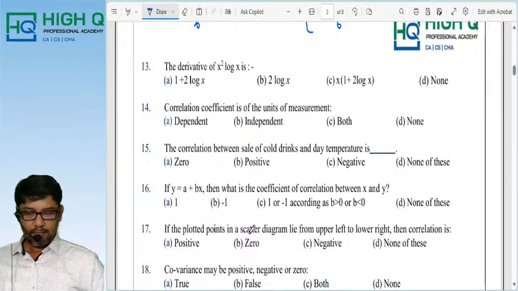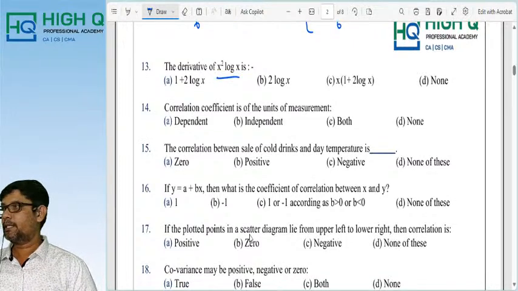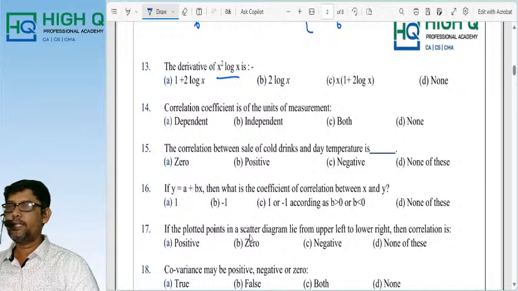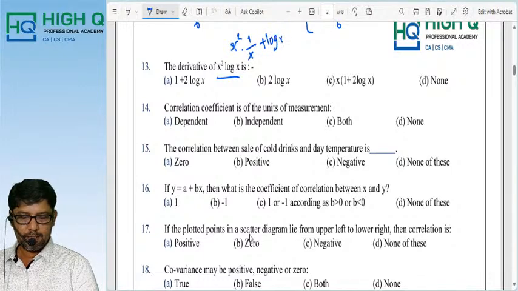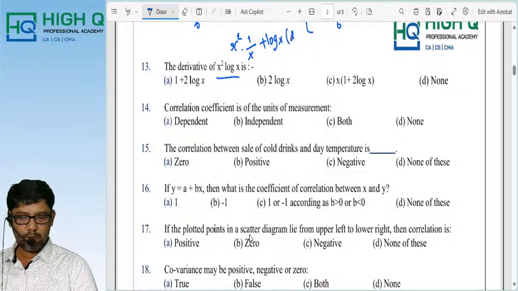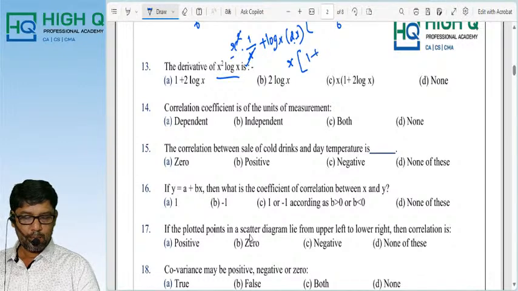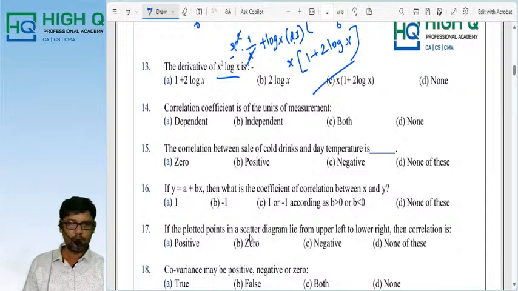Next, the derivative of x square log x. What is the derivative of x square log x? It is the u into v rule. Keep x square as it is, derivative of log x is 1 by x, plus log x as it is, derivative of x square is 2x. Cut, cut. In both the terms x is common. Take it outside: x into (1 plus 2 log x). It's very simple. Option C.